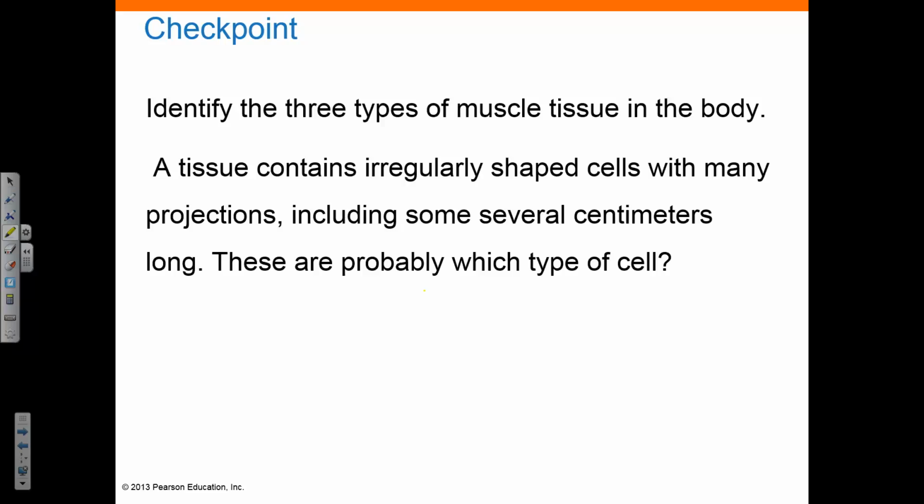A tissue contains irregular shaped cells with many projections, including some that are several centimeters long. These are probably which type of cell? They are probably neurons.